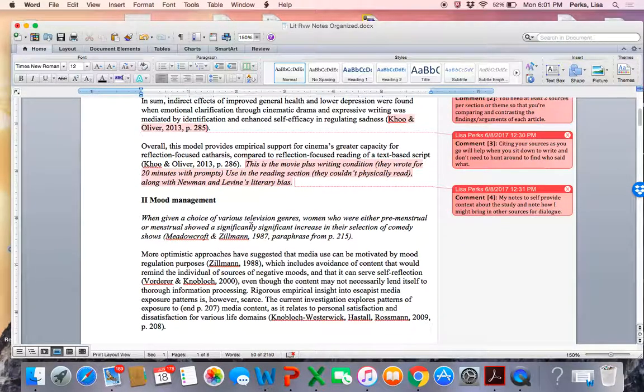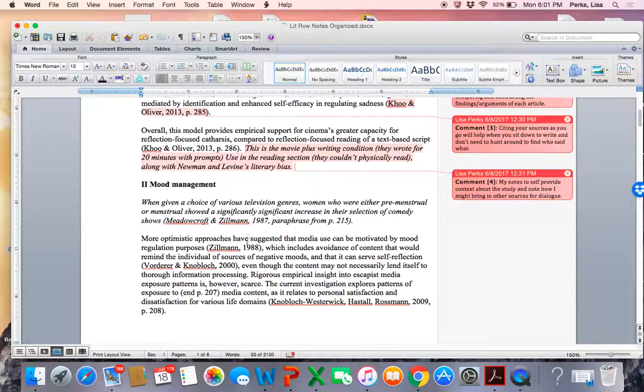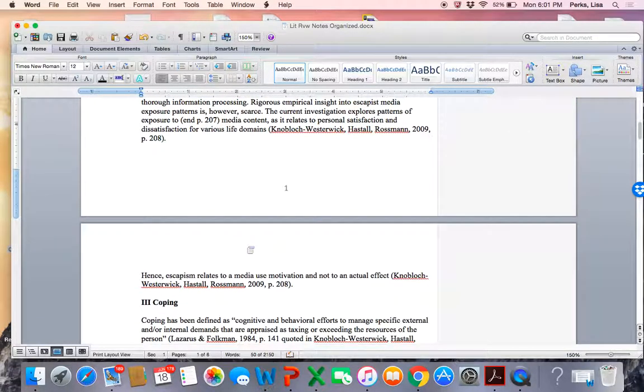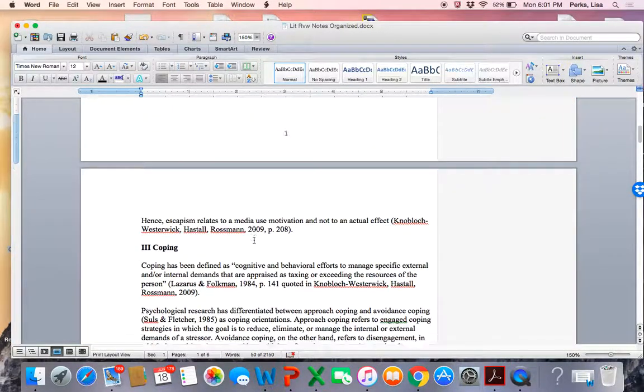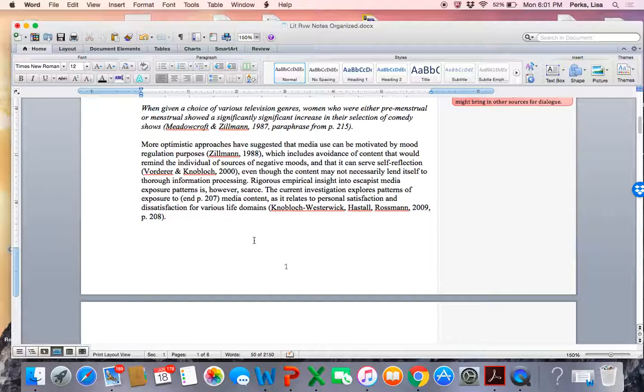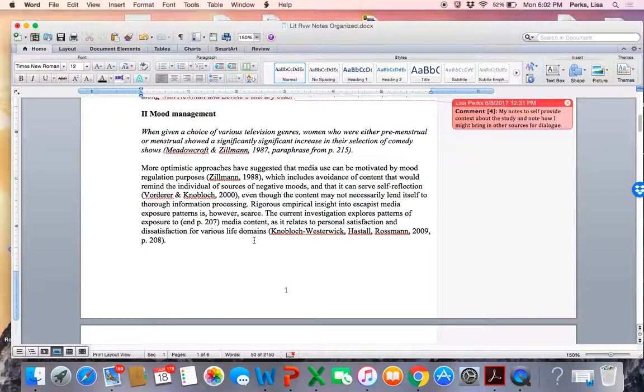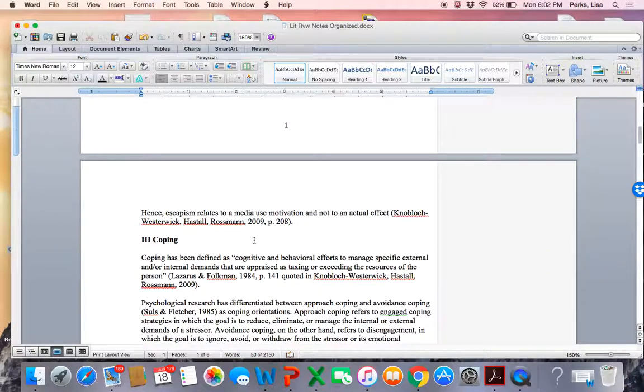I have another theory here of mood management. Right? And this one is not super developed. I only had a couple of quotes from 2 different authors. That doesn't mean you can't cover that theme. If it's a little thin, you can go find another source on that subject.